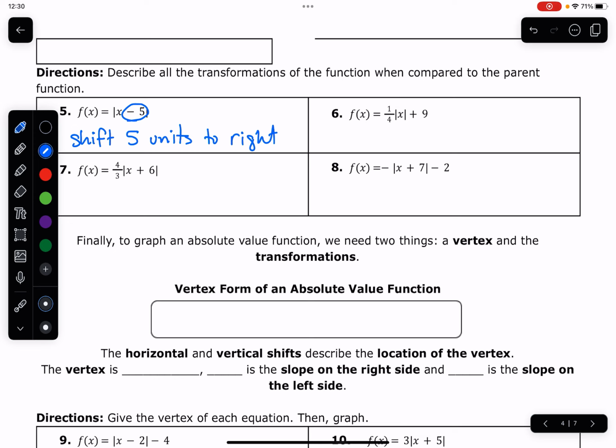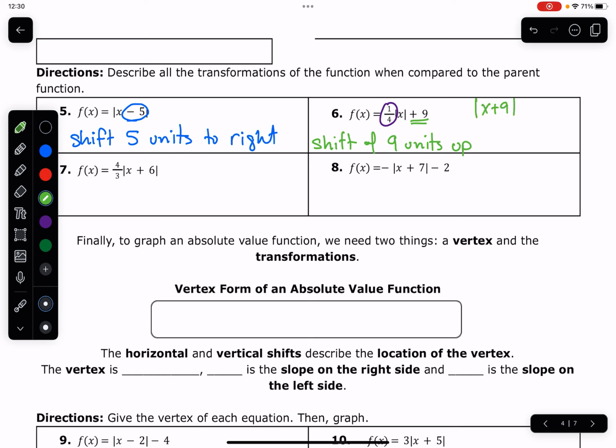Now, in the next example, we have 2 transformations. We have this +9 on the outside and this 1/4. Let's start with the +9. Because of the +9, that's going to result in a shift of 9 units. Now, the direction that the 9 is going to move it is up, because we're adding 9 on the outside. If it was the 9 on the inside, then that would result in a shift of 9 units, but to the left and not up. But with the 9 on the outside, that results in an up.